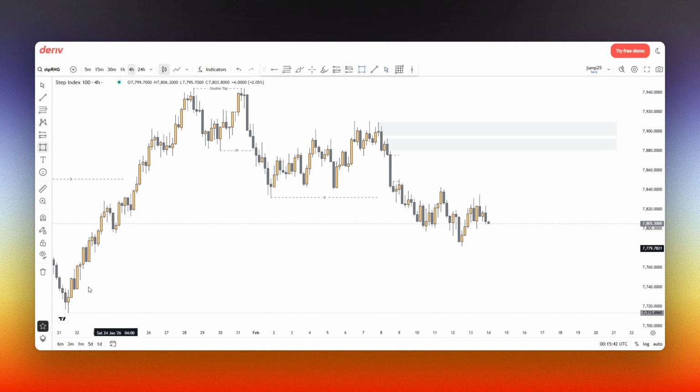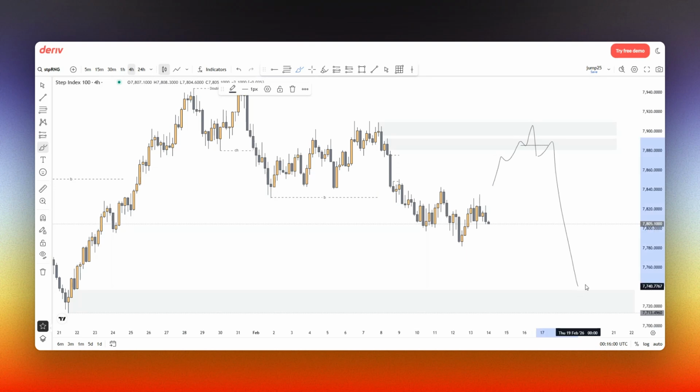We might be looking for this level to be tapped due to the completion of the formation. So I'd be looking for price to come back to this zone, maybe a break of this, coming back to the level in which it broke out of, and a further continuation to the downside. I can see this happening.